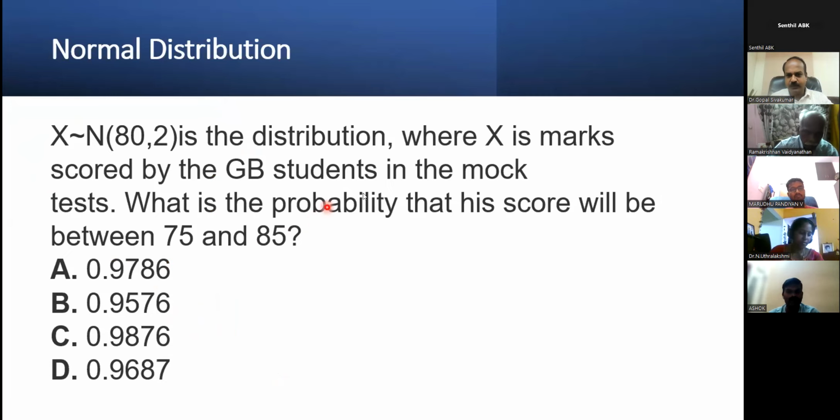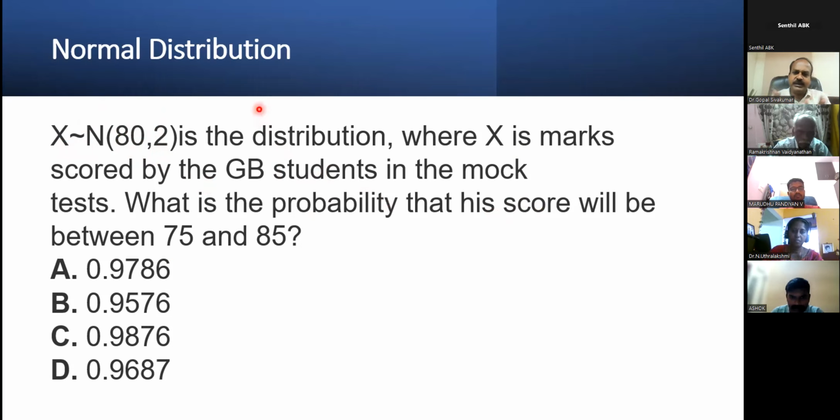A random variable capital X is normally distributed. You can read this symbol in this manner: a random variable X is normally distributed with a central tendency or average of 80, standard deviation of 2. So what are the two numbers inside the bracket? One is average, other one is standard deviation. And now X is the mark scored by the green belt student in the mock test. What is the probability that the student's score will be between 75 and 85?